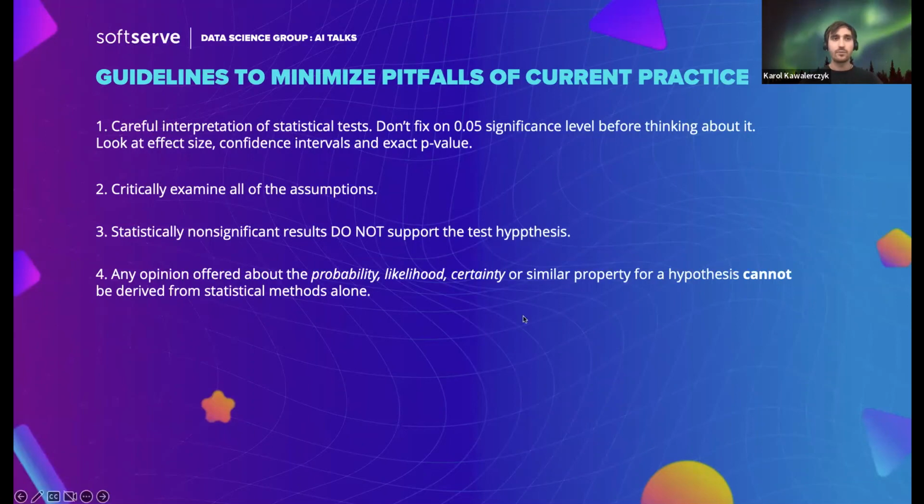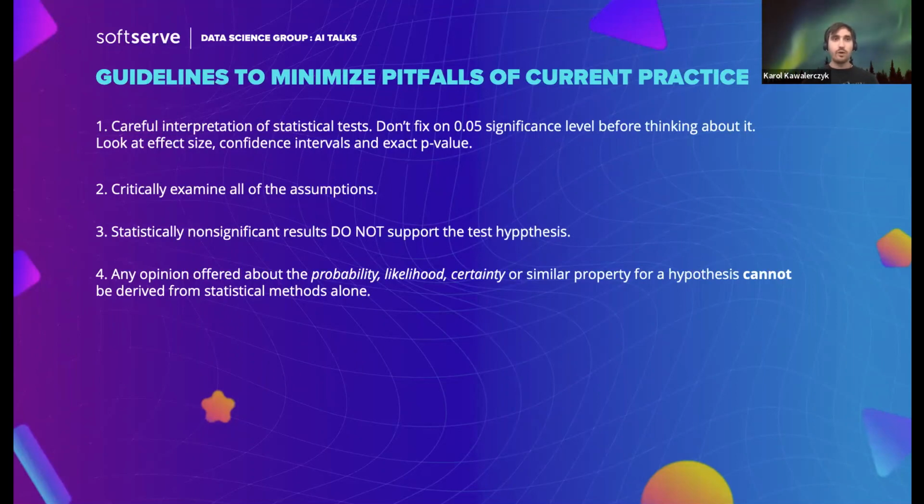Statistically non-significant results do not support the test hypothesis. This is crucial. You can reject something, but you cannot confirm something. You can confirm with your background knowledge. You can say that, in your opinion, that's right, according to all of that stuff, and that you weren't able to reject this hypothesis. But you cannot say that I did the hypothesis test and I confirmed this hypothesis. No, that's not enough. It cannot be derived from statistical analysis alone.